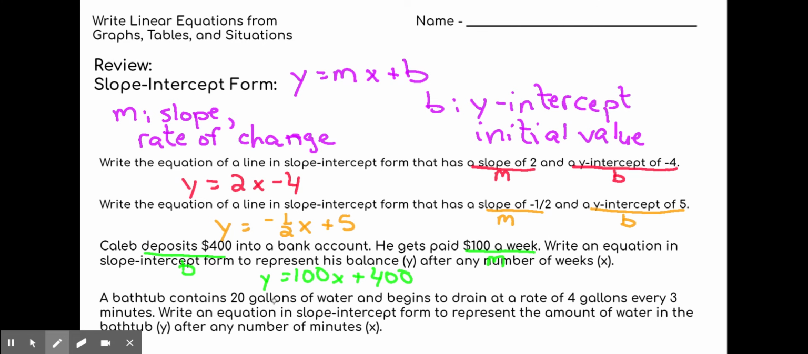Okay, a bathtub contains 20 gallons of water and begins to drain at a rate of 4 gallons every 3 minutes. Write an equation in slope-intercept form to represent the amount of water in the bathtub after any number of minutes. So I want you to try this one on your own, find the rate of change, find the initial value, write your equation in slope-intercept form.